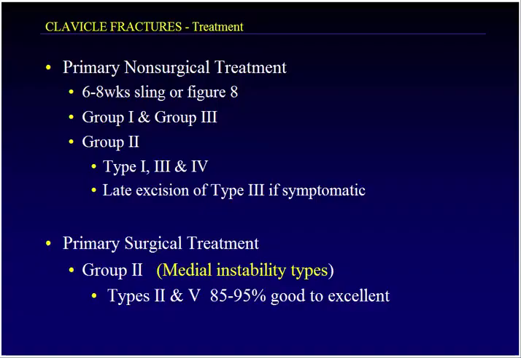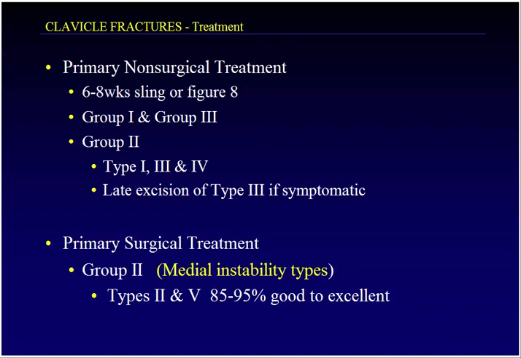Primary non-surgical treatment for clavicle fractures, you can use a figure-of-8 brace. The bias by far of the orthopedic trauma surgeon is to treat them with a sling. Prospective studies comparing the sling to the figure-of-8 have not demonstrated any superiority of the figure-of-8 harness, and it really is a very uncomfortable device for a patient to wear. Now, the group 1 and 3 fractures, and again, these are the group 1 and 3 fractures referring to the type 2 distal clavicle fractures. Those patients do very well with non-operative treatment.